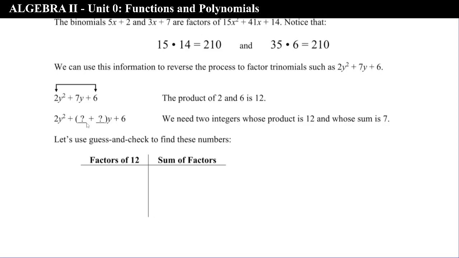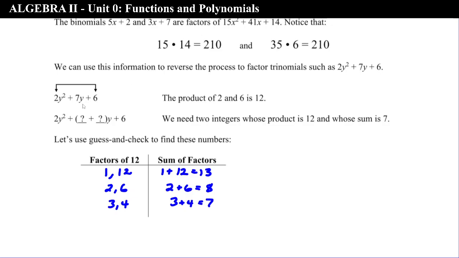So we can use guess and check, because 12 does not have that many factors. So the factors of 12 are 1 and 12, 2 and 6, and 3 and 4. Okay? Well, let's see what the sum of those factors are. So the sum of 1 and 12 is 13. The sum of 2 and 6, well, that's 8. And then the sum of 3 and 4 gives us 7.